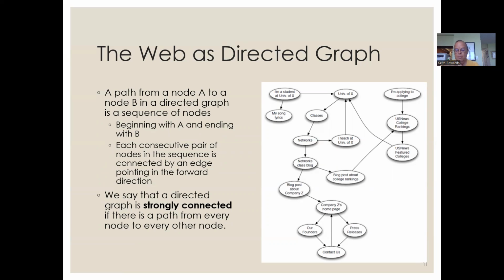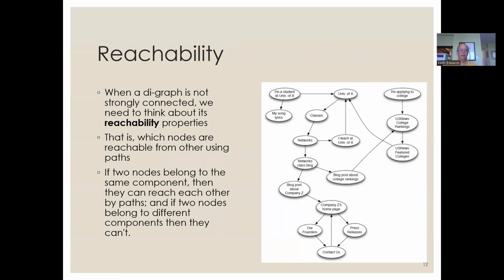On the other hand, there's no path from Company Z's homepage to the US News rankings. Looking at Company Z's structure, their component, it doesn't look like they link outside of anything beyond their own company. So again, this one's not a strongly connected graph, but there are strongly connected components within it.